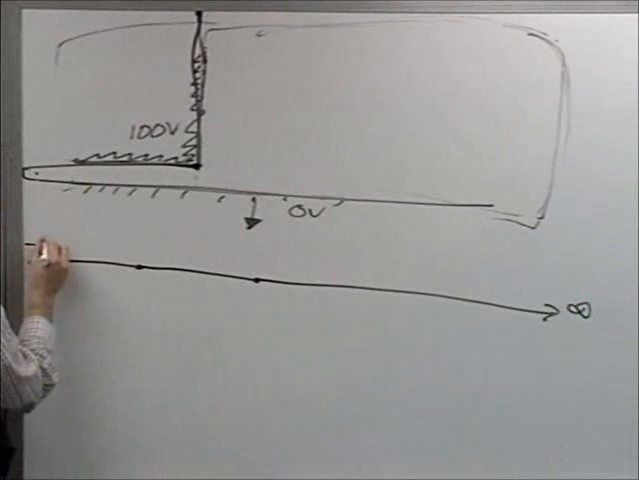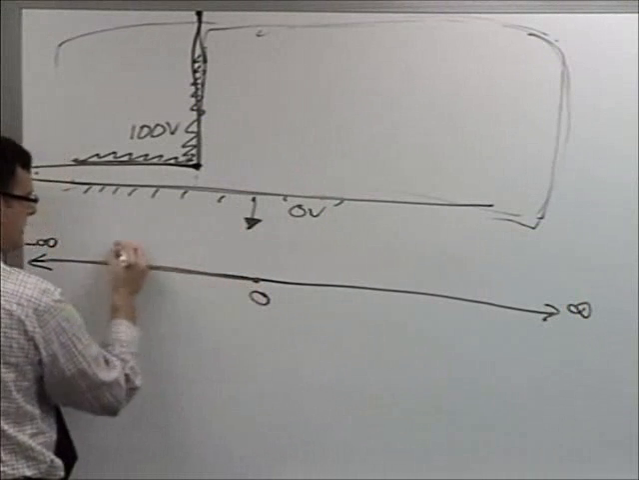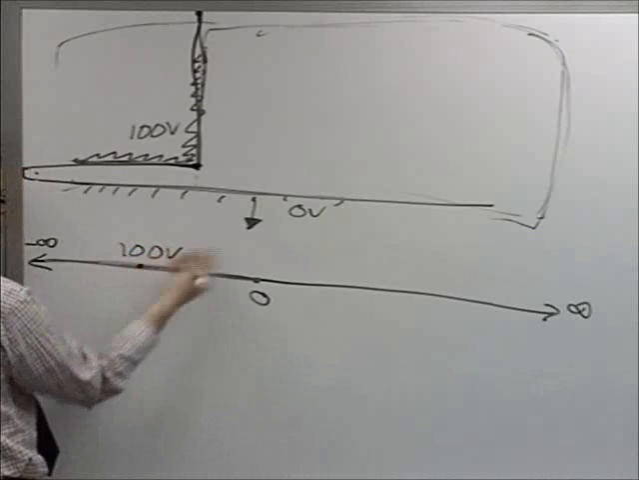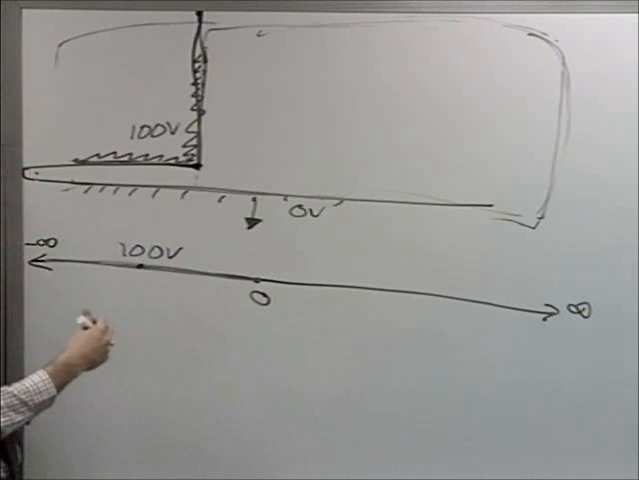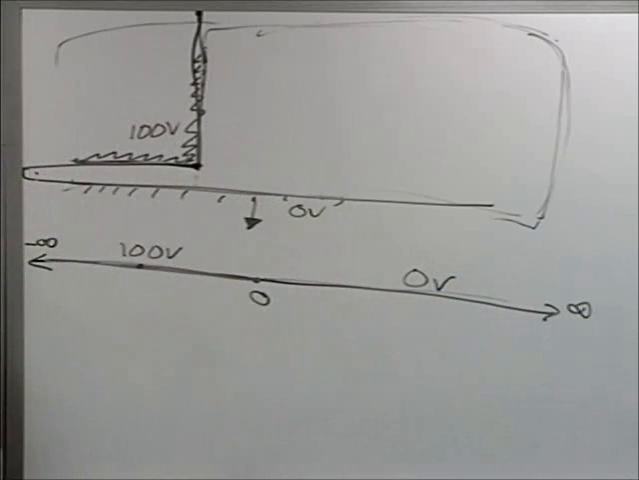And then this part is 100 volts. The node, it doesn't really matter where you put the node at this point. And then this part is 0 volts. And it turns out this has a very simple analytic solution.